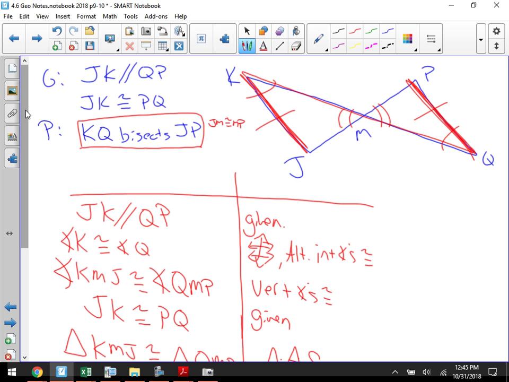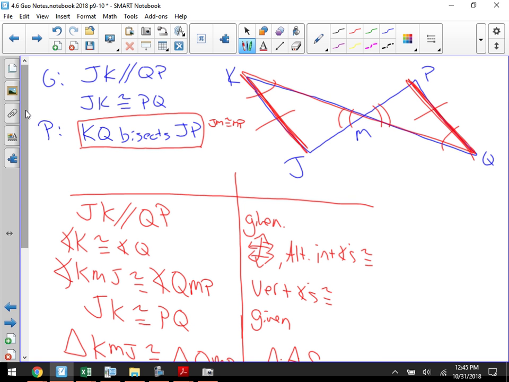Now we go back and say that, in order for us to show that something was bisected, that meant that somewhere in there we had to have congruent segments. Well, and this is the new part for you guys who were gone yesterday, once you have triangles that are congruent, then you know that all of their corresponding parts have to be congruent.